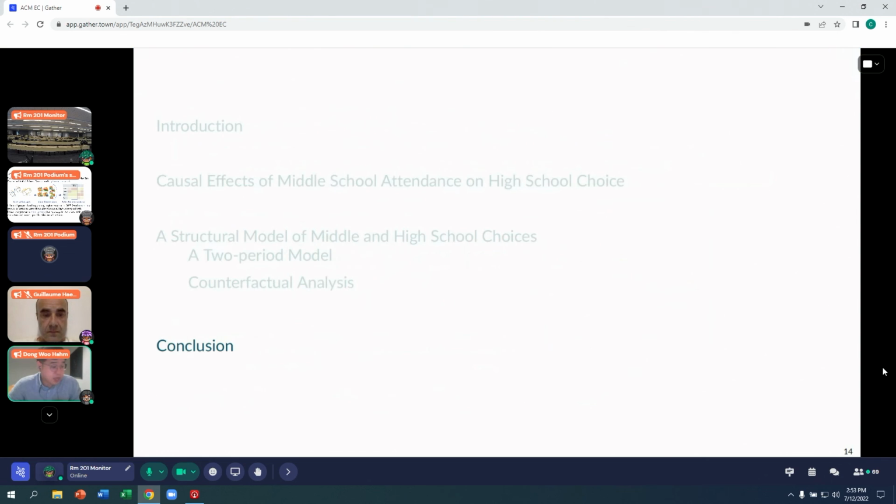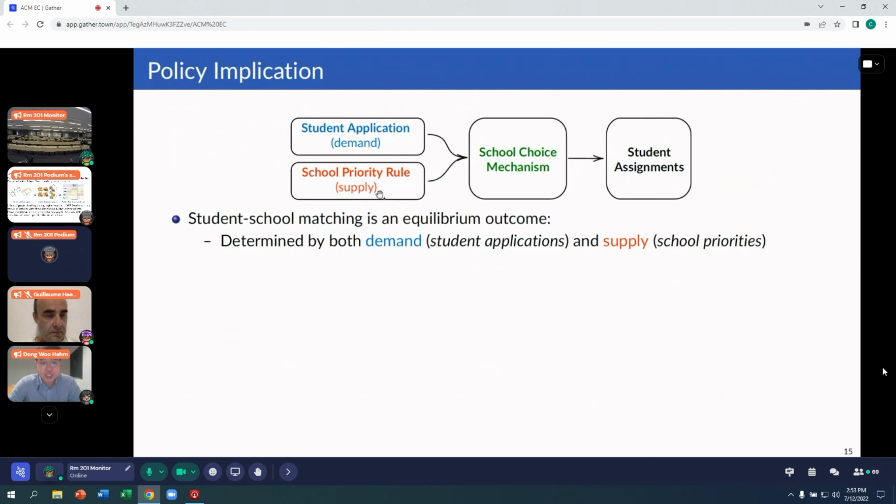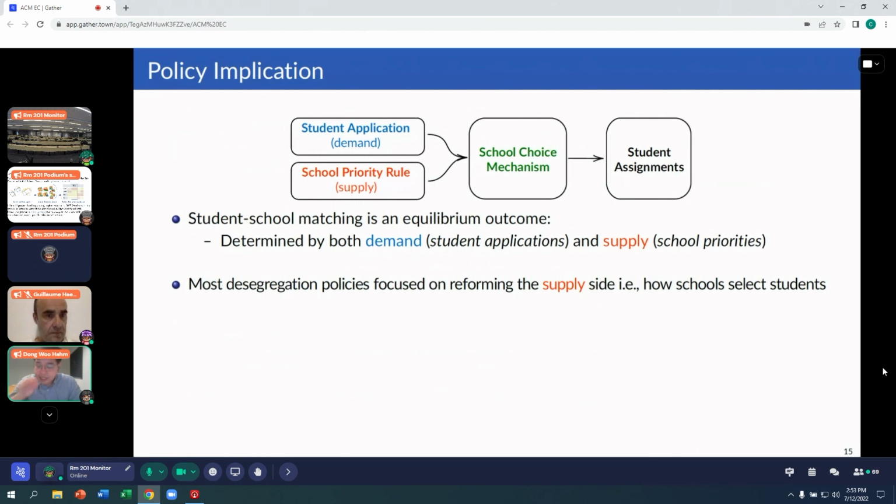Okay, so I'm running out of time, so let me give you the policy implication and conclude. In a school choice context, the student's assignment is determined both by the demand, the student's application, and the supply, how schools select the students. And most existing desegregation policies have focused on reforming the supply side by imposing a new priority rule, zoned schools, and so on and so forth.